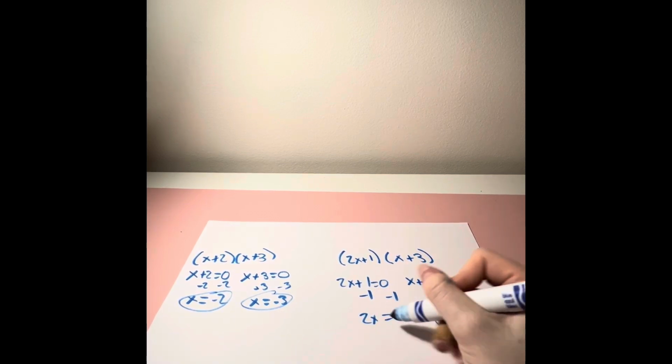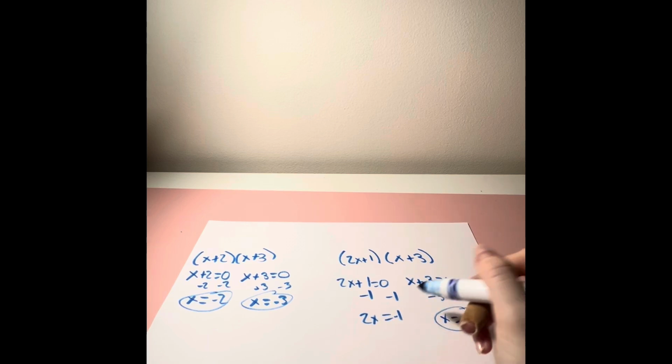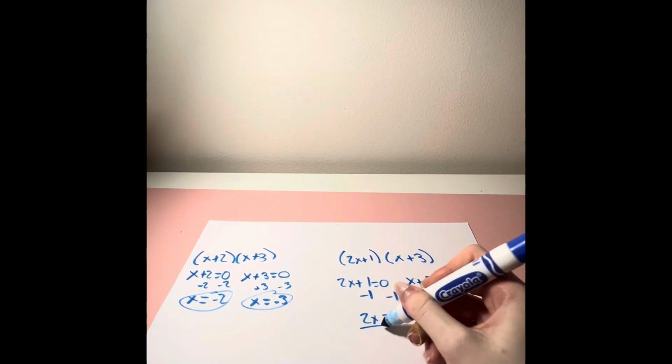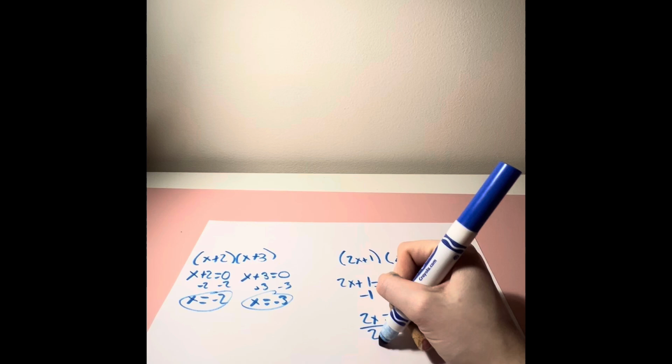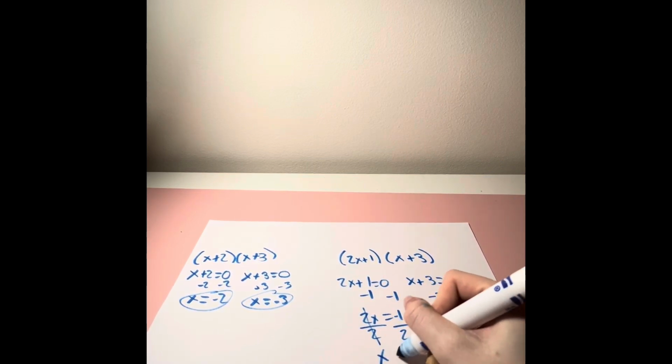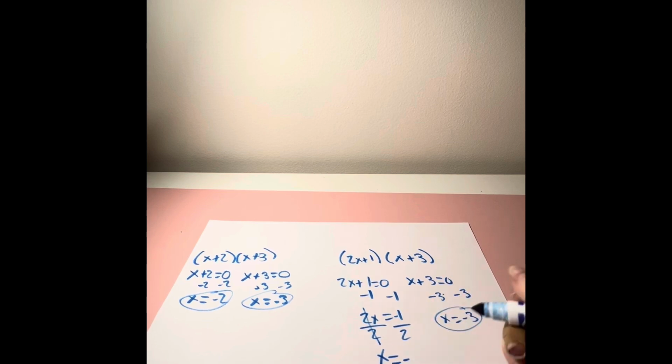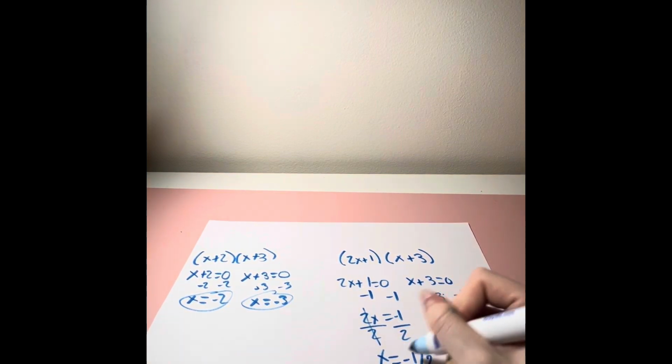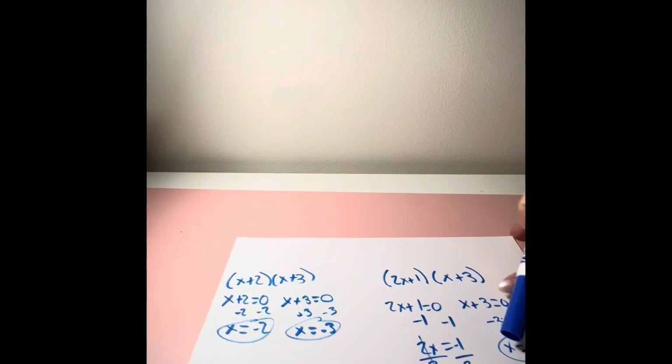But this one, we've got the 2 attached to the x. So to get rid of that, we're going to want to divide it. So then this cancels out, but we're also going to divide it on the other side. So we're left with the x over there, and it's going to be x equals -1 over 2, which is going to be our solution.